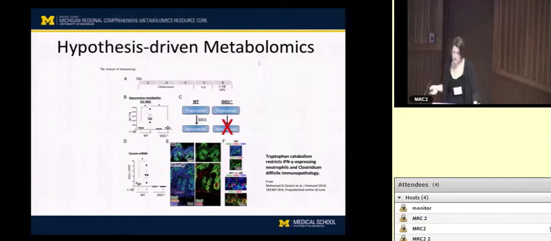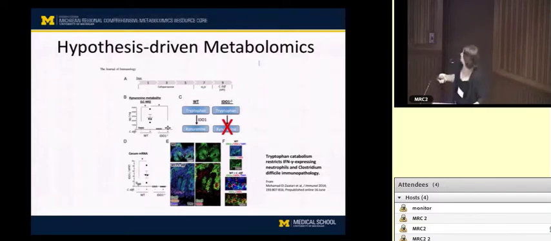So Charles talked about targeted versus untargeted metabolomics, and how there's a blending of those two worlds. But you might think of targeted metabolomics as being hypothesis-driven metabolomics. In other words, you really kind of know or have a good idea which pathway you're interested in, and you want to measure particular metabolites within that.